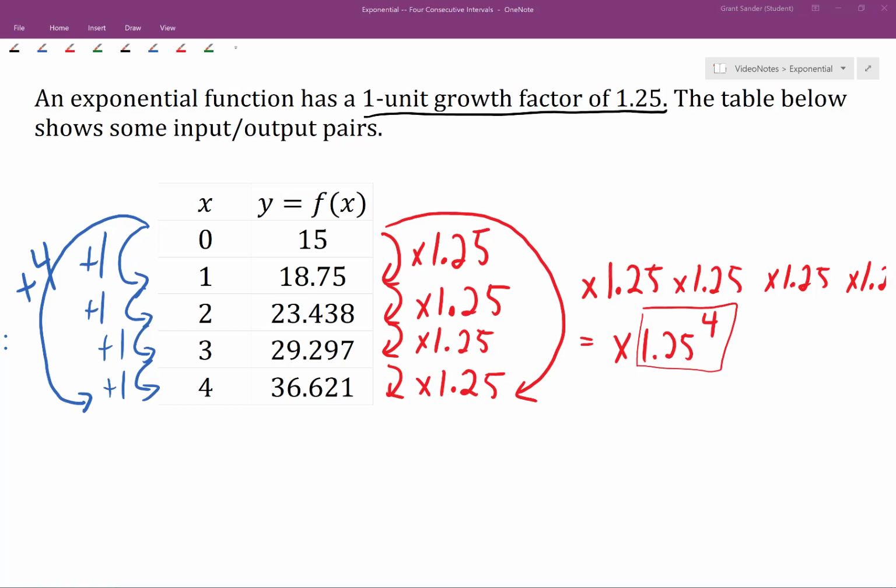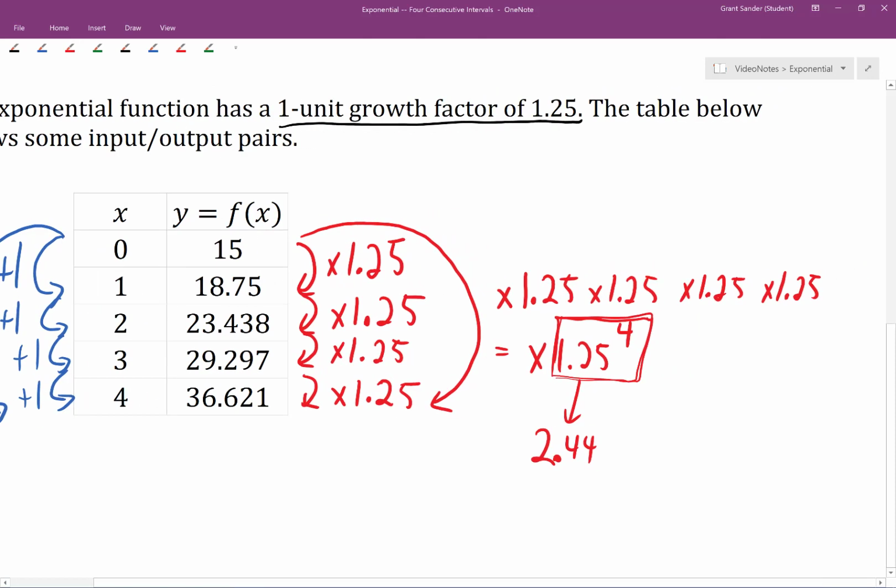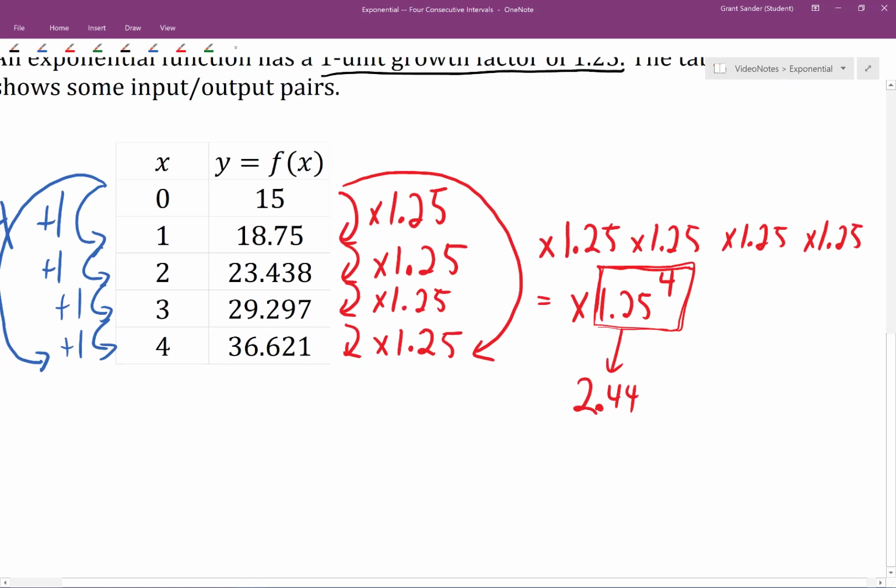And 1.25 to the 4th has a value of about 2.44. So anytime x changes by 4, y becomes about 2.44 times as large, and this comes from the 1.25 to a power of 4, because we're becoming 1.25 times as large 4 consecutive times.